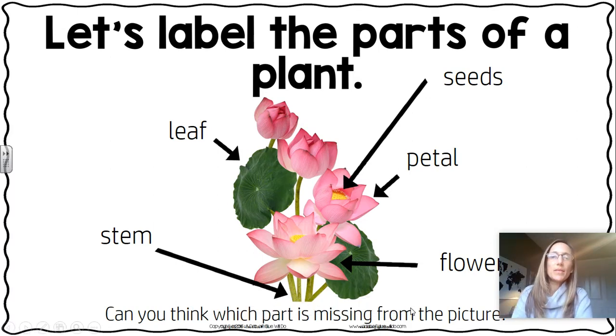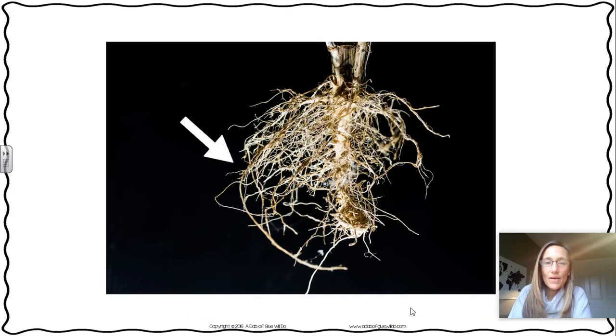What part of the plant do you think is missing? I'll give you a hint. It's underground. We can't see it. That's why we can't see it. If you said the roots, you are correct.